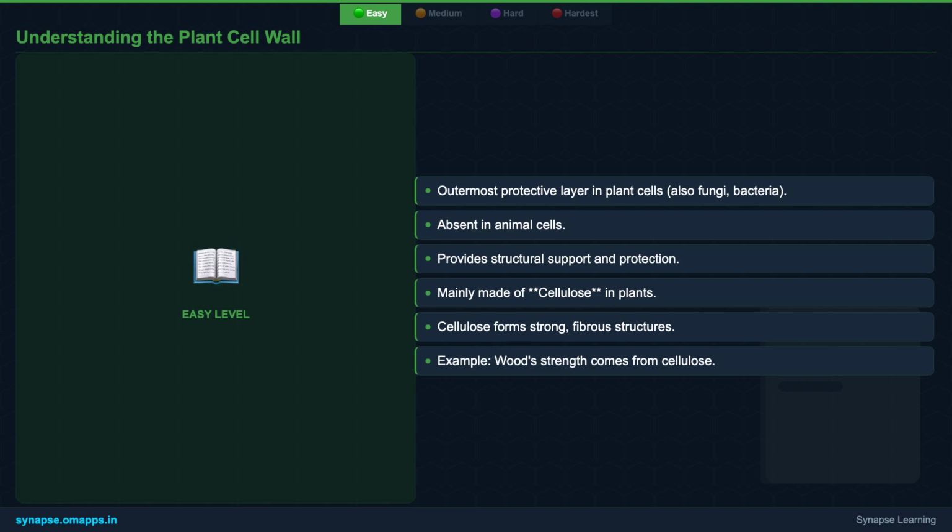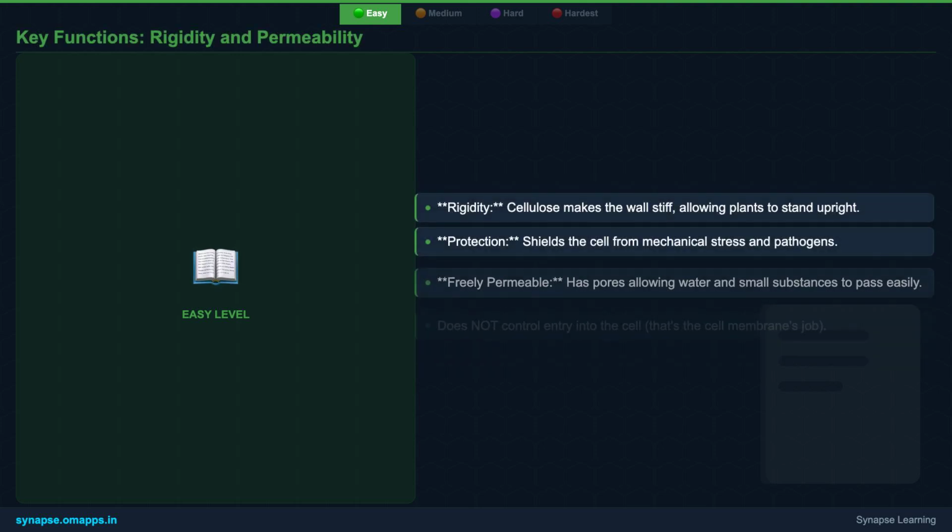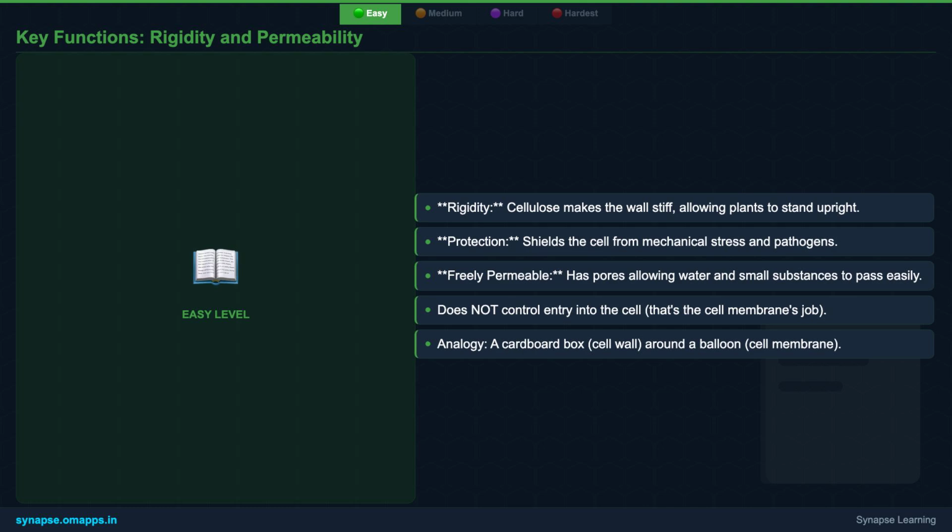In plants, this wall is mostly made of a special carbohydrate called cellulose. Cellulose forms strong fibers, giving the wall its tough, robust nature. This strength is what allows plants to maintain their shape and withstand various environmental stresses. Now, let's look at the amazing functions of this cell wall.